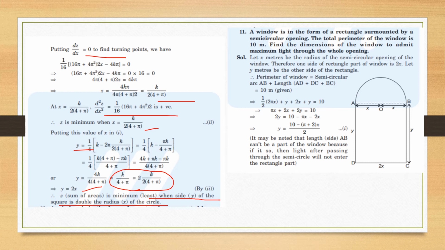A window is in the form of a rectangle surmounted by a semicircular opening. Total perimeter of the window: the total perimeter will be the perimeter of this semicircle and the 3 sides, not the 4 sides, as the fourth side is included within this. So it will be the semicircular portion, that is half of 2 pi r, half the perimeter of the circle, plus the lengths AD plus DC plus BC.